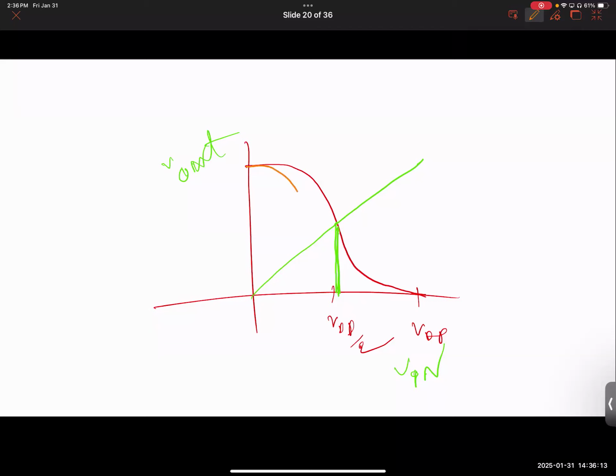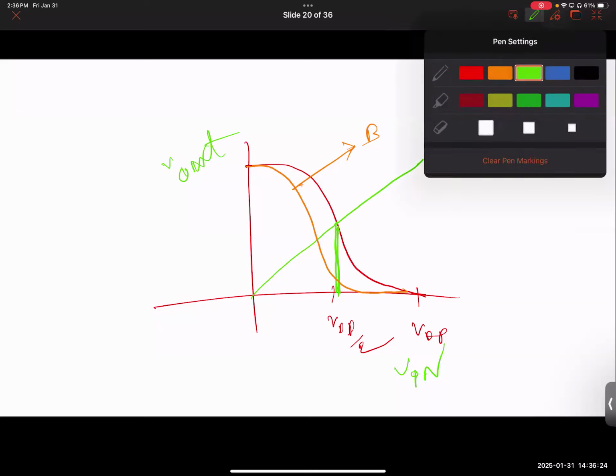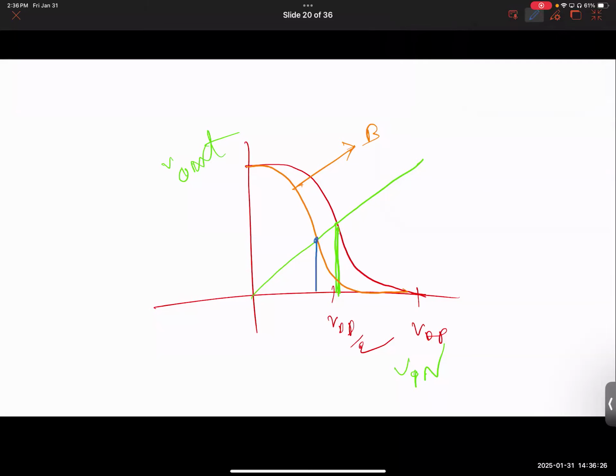Move the VTC here. Let me name that. This is B. The red one was A. Now, what would be the logic threshold voltage for B? Less than VDD over 2. Does that make sense? And can anybody tell me how I can manage to get B from A? What changes should I bring to A to get B?